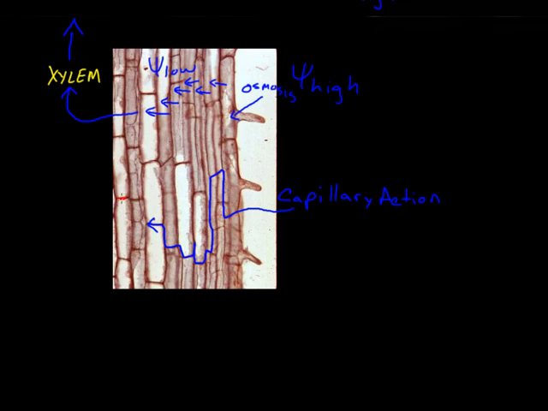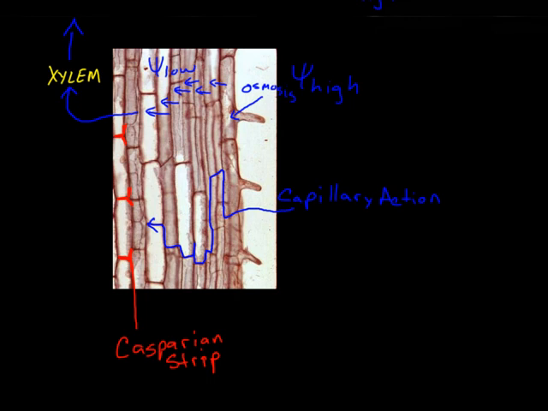And it's called the Casparian strip. Okay. And the Casparian strip, as outlined in your notes, is made up of a substance called suberin. And let's draw it a little bit more prominent here. And it's basically caulking between cells, and it waterproofs the cracks and crevices between the cells towards the interior of the root before the xylem is reached by this water.